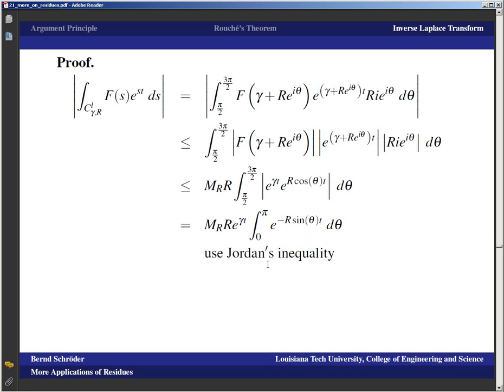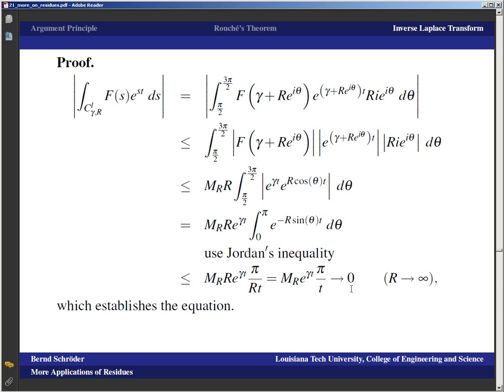And this thing now is something we can apply Jordan's inequality to, and that's something, of course, that you probably want to look up at this stage. But what Jordan's inequality allows us to do is say that this integral is less than or equal to pi over r t. Everything else stays the same. Now this r, of course, goes away with this r. So this is M_r times something that depends on gamma and on t. But remember, gamma and t are both fixed. And that means as r goes to infinity with M_r going to 0, that means that this stuff all goes to 0. Okay, so that establishes the equation.